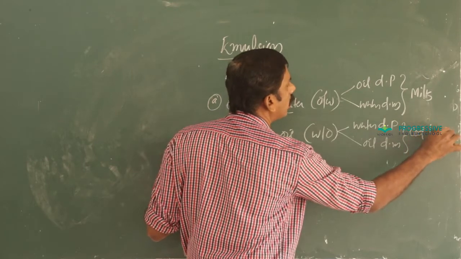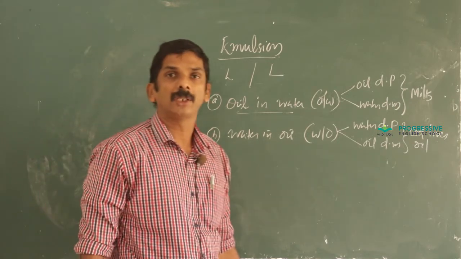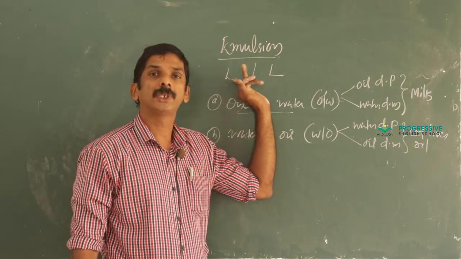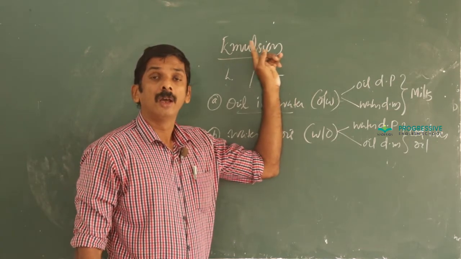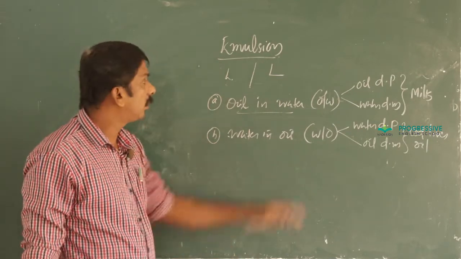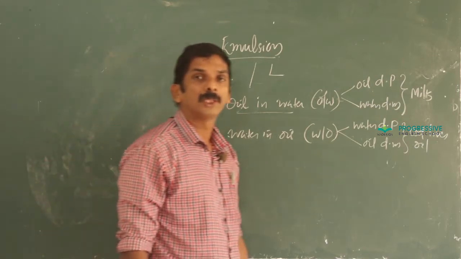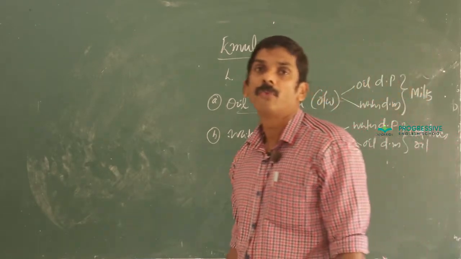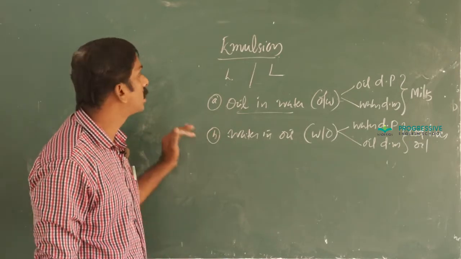Example, cod liver oil. In the classification of colloids on the basis of physical state of dispersed phase and medium, where the dispersed phase is liquid and the dispersion medium is liquid, that system is called emulsion. I provided two examples, milk and cod liver oil, because they belong to two different classes: oil in water emulsion and water in oil emulsion. These emulsions are usually unstable and get stabilized by the presence of a foreign substance, called an emulsifying agent or emulsifier.